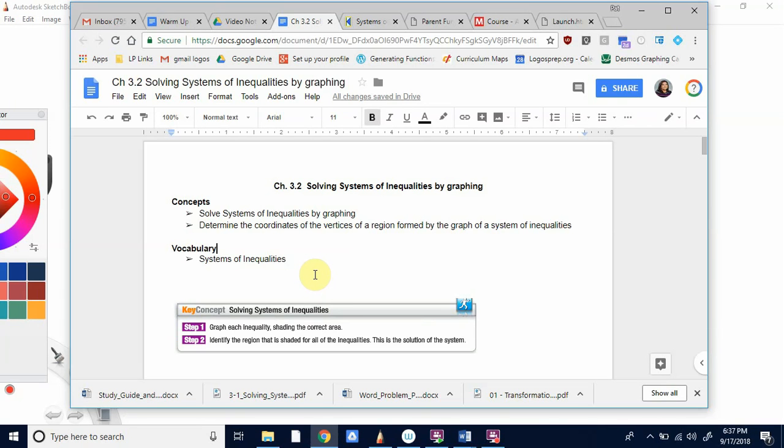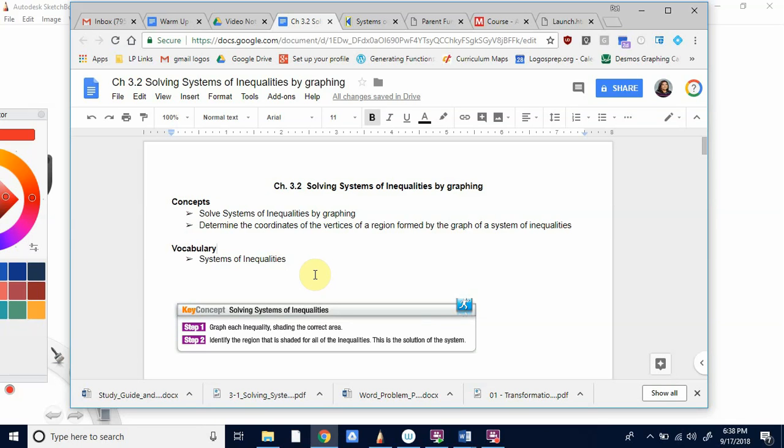Basically, it's just finding the ordered pairs that satisfy all the inequalities in the system. Now, because we have inequalities versus equalities, we're going to have a region, which means we're going to have more than one solution. And the only way to solve these is by graphing, because it would be impossible to list all the coordinates that overlap the region.